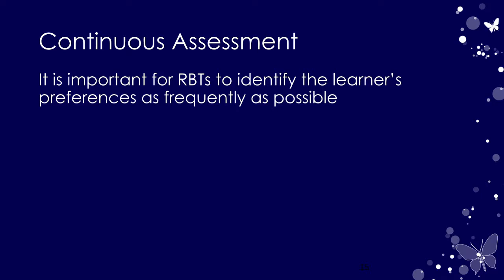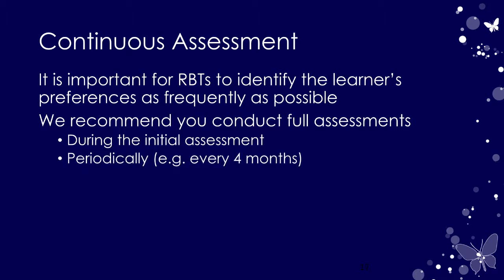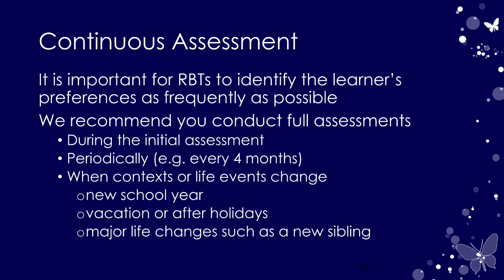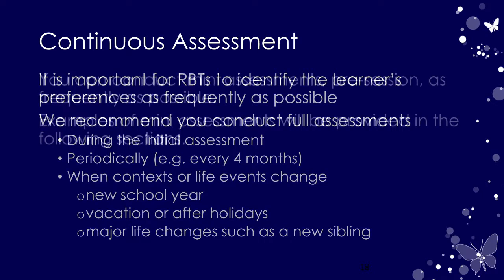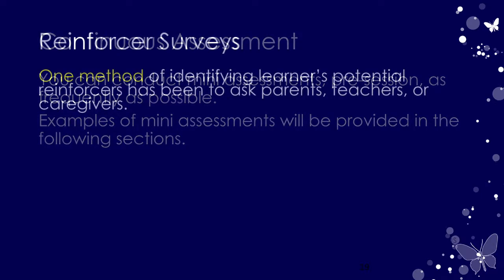Continuous assessment. It is important for RBTs to identify the learner's preferences as frequently as possible. We recommend you conduct full assessments during the initial assessment, periodically, that is, every 4 months, when context or life events change, for example, a new school year, vacation or after holidays, and major life changes such as having a new sibling. You can conduct mini assessments pre-session as frequently as possible. Examples of mini assessments will be provided in the following sections.